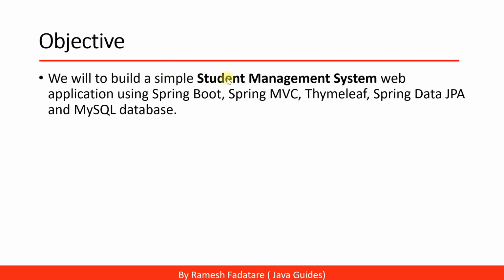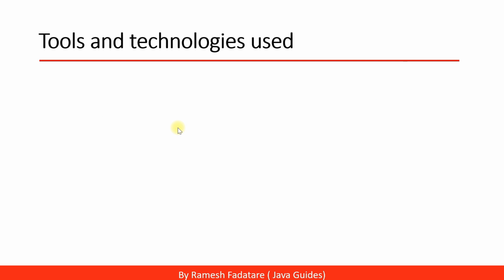We are going to build a simple student management system web application using Spring Boot, Spring MVC, Thymeleaf, Spring Data JPA, and MySQL database. Alright, and here are the tools and technologies that we'll be using in this course. We're going to use Java 16, which is the latest release of Java as of now. And make sure that you have installed Java 16 on your machine.